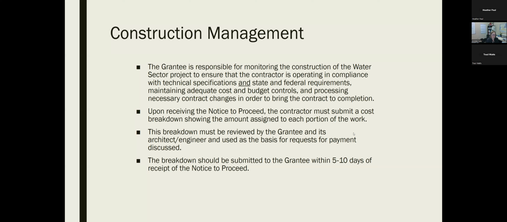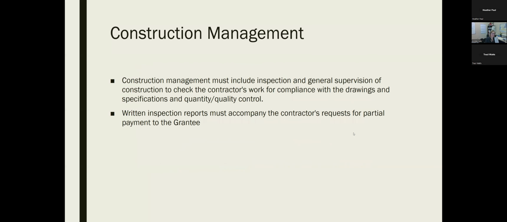The breakdown should be submitted to the grantee within 5 to 10 days of the receipt of the notice to proceed. The construction management must include inspection and general supervision of construction to check the contractor's work for compliance with the drawings and specifications in quantity and quality control. And written inspection reports must accompany the contractor's requests for partial payment to the grantee.